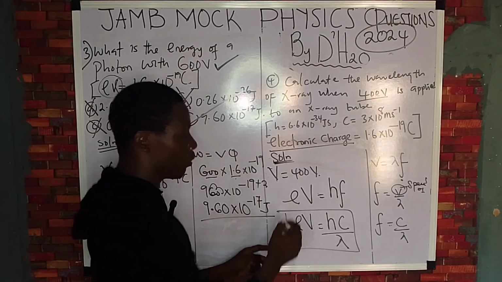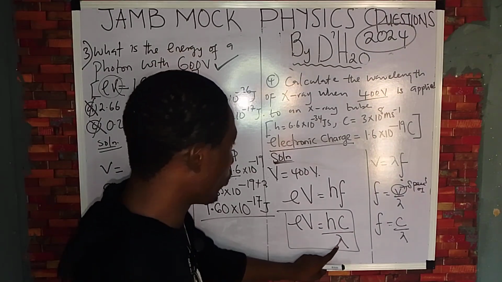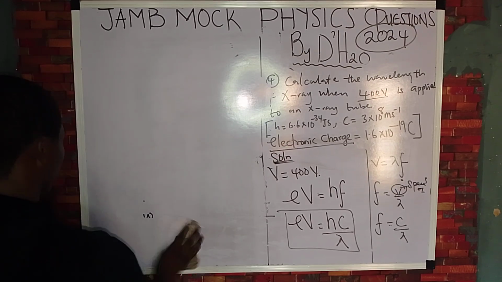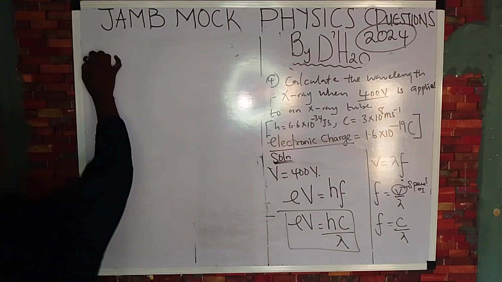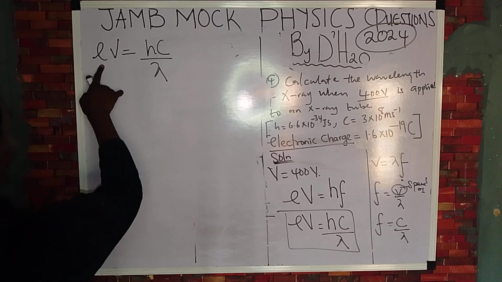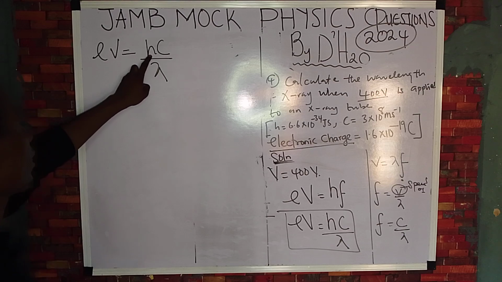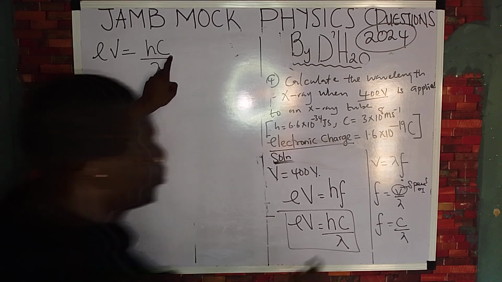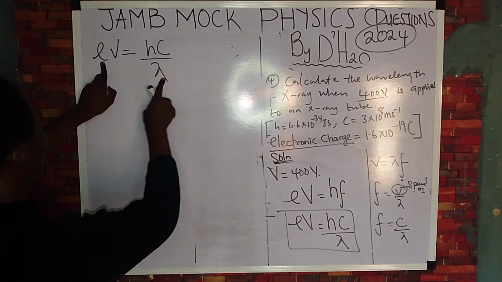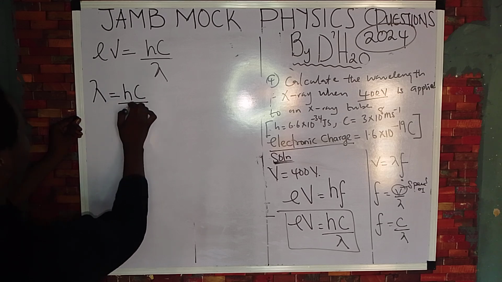If you have come to this point, it means that you have gotten the answer to the question. Now we are looking for the wavelength. What do we quickly do? Let's create a space for us to solve this particular question. So if you have eV is equal to hc over lambda, what is your e? Your electronic charge. V is your potential difference. This is your Planck constant. This is your speed of light. Like I told you, c is the speed of light, so it's constant. And this is your wavelength. You're looking for wavelength, so you can just switch by doing wavelength is equal to hc over eV.